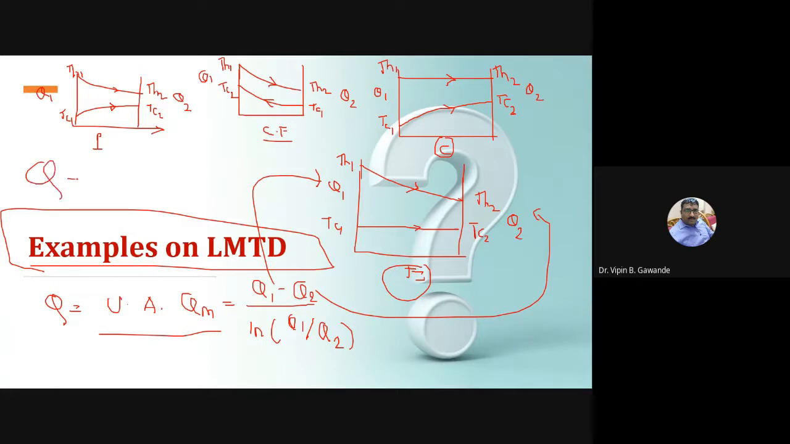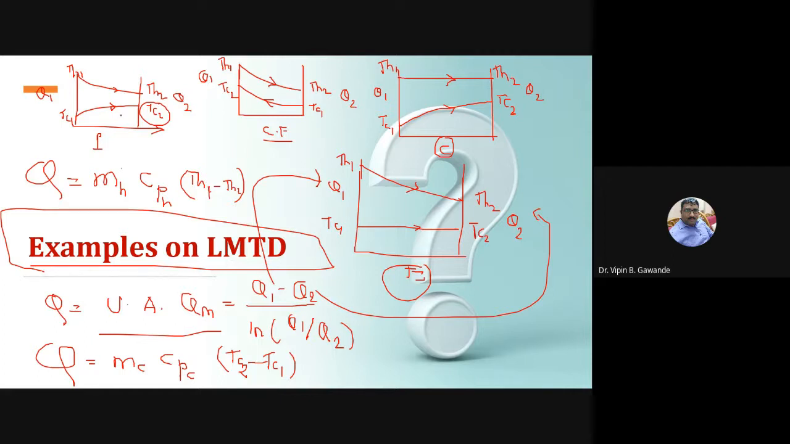And one general formula for calculating the heat transfer for the cold fluid and hot fluid is m Cp delta T. This is the mass flow rate. If this is for the hot fluid, you have to write H here. For the hot fluid, it is TH1 minus TH2. What will be the heat transfer rate for the cold fluid? For the cold fluid, it is C here. For the cold fluid, the higher temperature is TC2, so don't forget to write TC2 minus TC1. For the hot fluid, it is TH1 minus TH2. For the cold fluid, it is TC2 minus TC1.